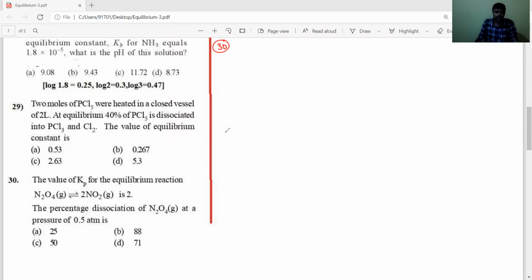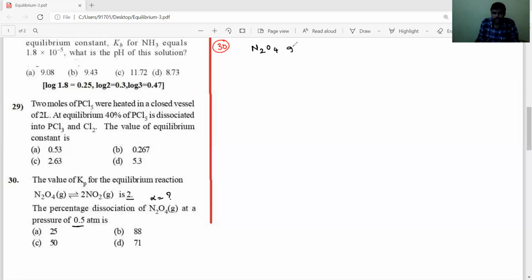In this 30th question, what do we have to find out, dear students? The value of Kp. They gave the Kp value, and we have to find the percentage of dissociation, that is the alpha value, the degree of dissociation of N2O4. At the equilibrium state, the total pressure is 0.5 atmospheres, they gave. Let's write the given equation, dear students.